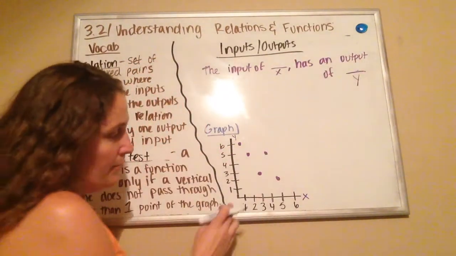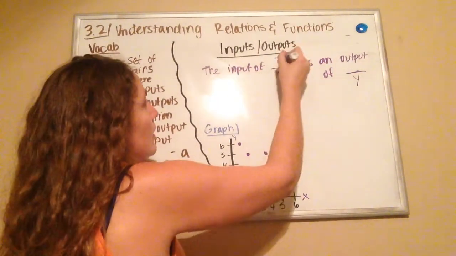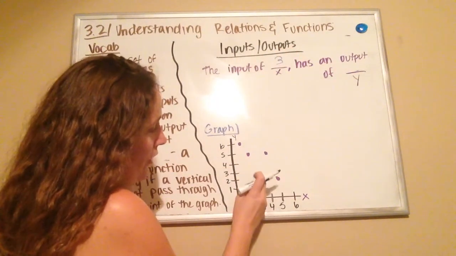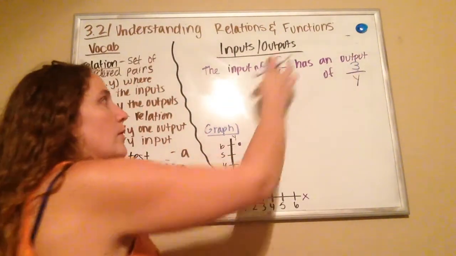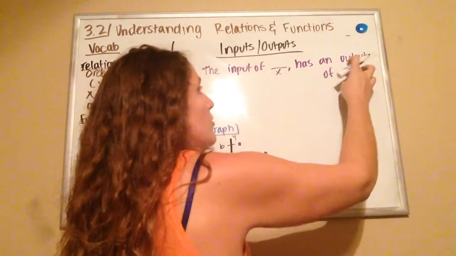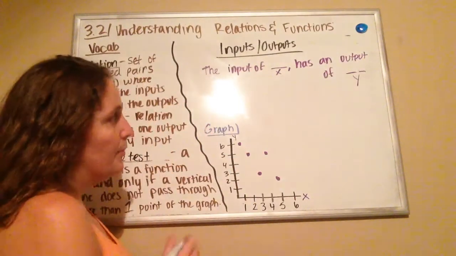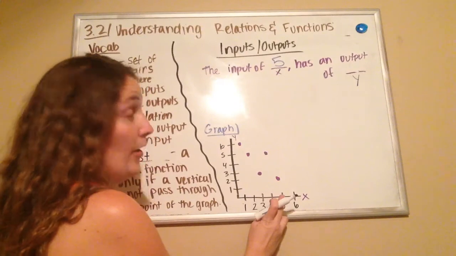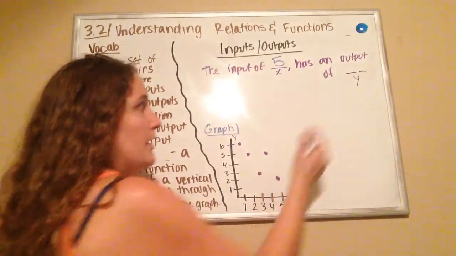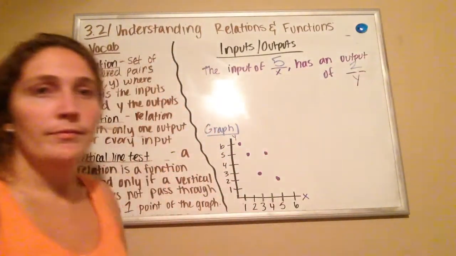If we look at an input of 3, so an X value of 3, our output is also 3. Alright? And we'll do one more. If you look at an input of 5, remember our inputs are our X's, then our output is 2. Perfect.